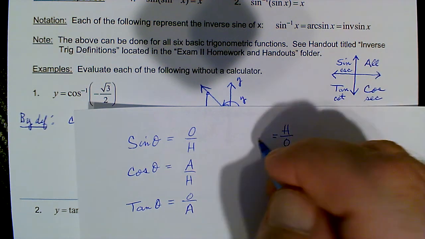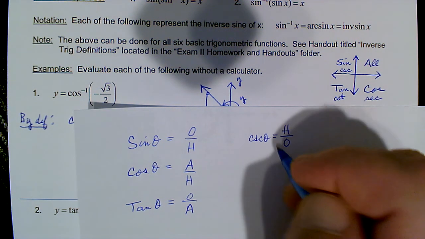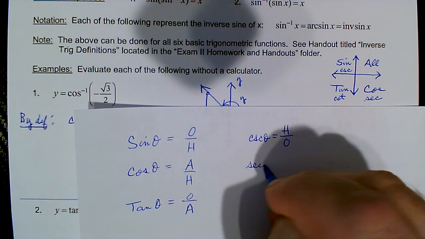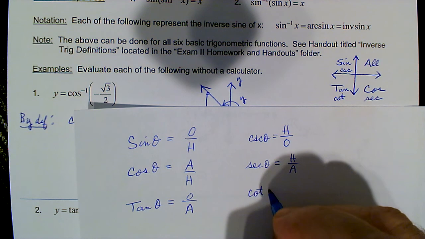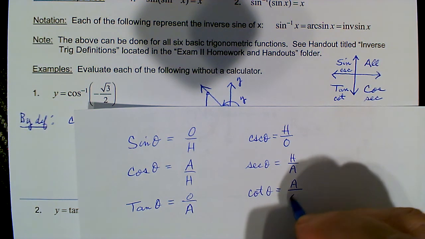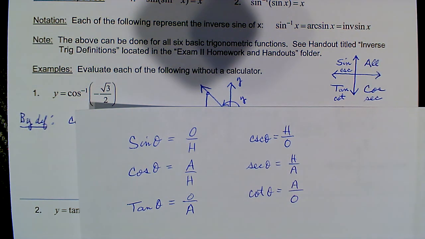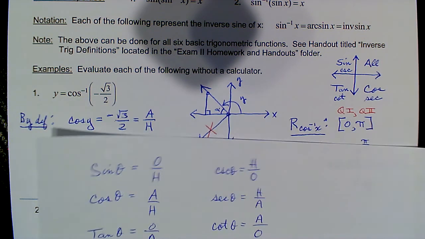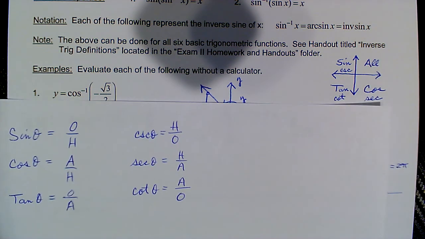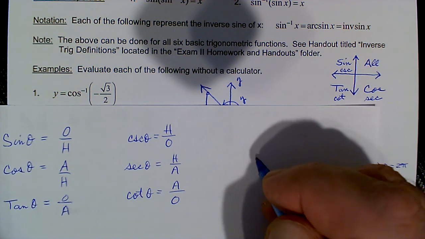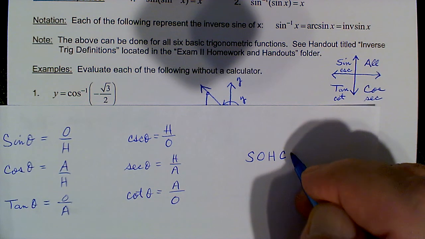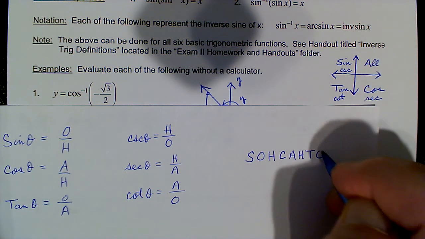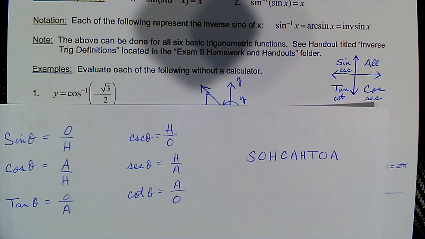Reciprocal of sine is cosecant of the angle theta. Reciprocal of cosine is secant. And reciprocal of tangent is cotangent. And by reciprocal, just flip them over. So those are the 6 basic definitions. I use Oscar. Some people use the following. Some people say some old horse caught another horse taking oats away. That one's kind of archaic. I don't think many people use those nowadays.